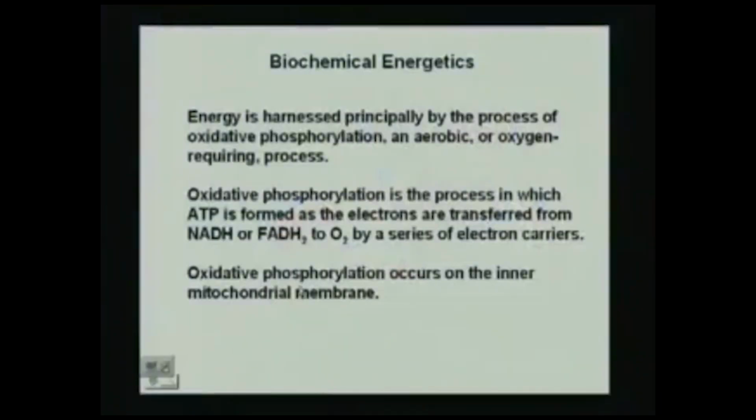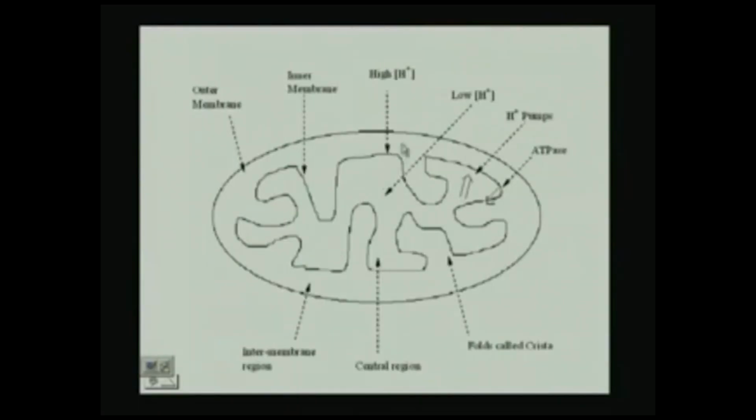What we are going to see is how these complexes help in the transfer of protons from the inside, that is the matrix side, to the intermembrane space, and then we will see the action of what is called ATP synthase in the production of ATP. So we are going to look at oxidative phosphorylation, the process by which ATP is formed as electrons are transferred from NADH or FADH2 to oxygen by a series of electron carriers, and this occurs in the inner mitochondrial membrane.